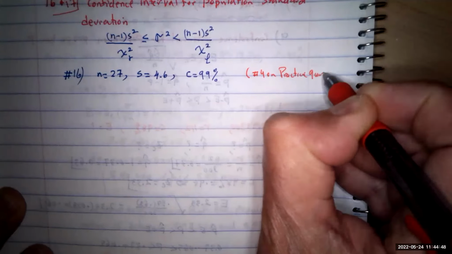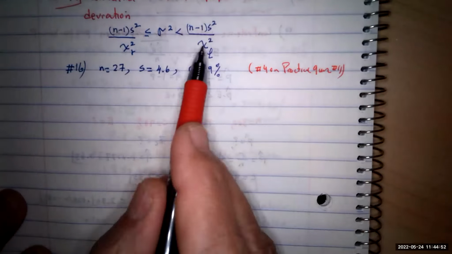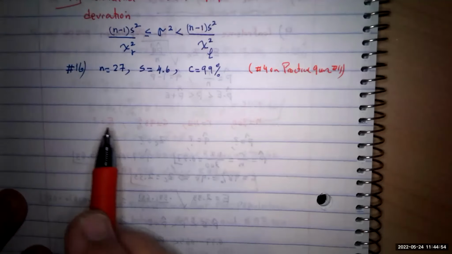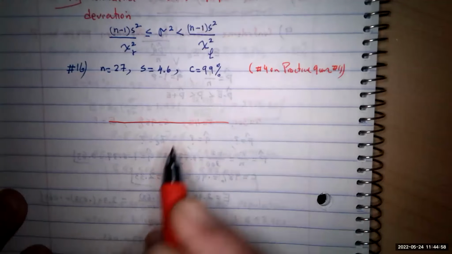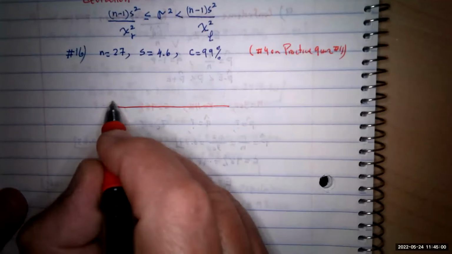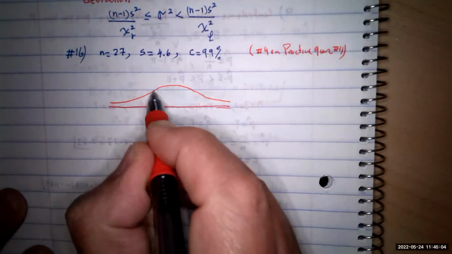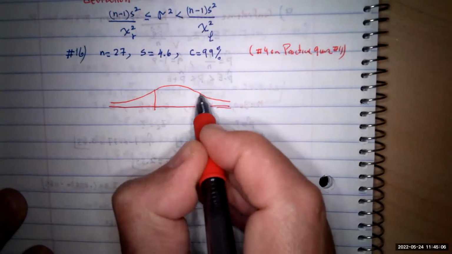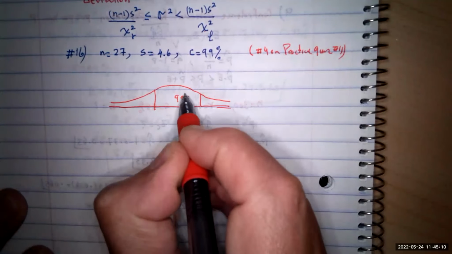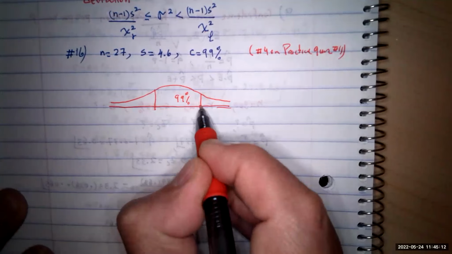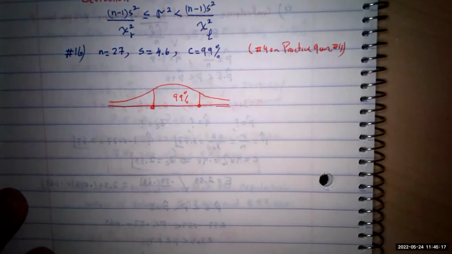This is question number 4 on your practice quiz number 4. So what we have to do is find the chi square to the right and the left. This is the way we're going to do it. You have to show us how you do it. We draw the curve here, and we identify the area of 99%. The chi square gives you the area to the right. So we have to find these two cut points, for the chi square to the right and the left.